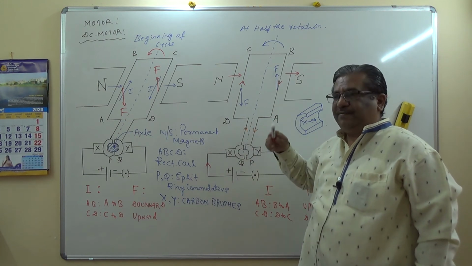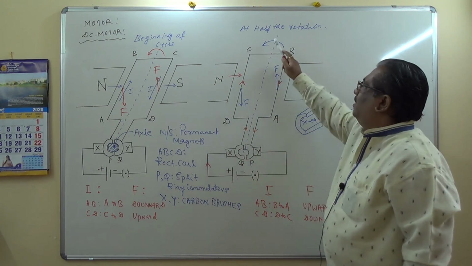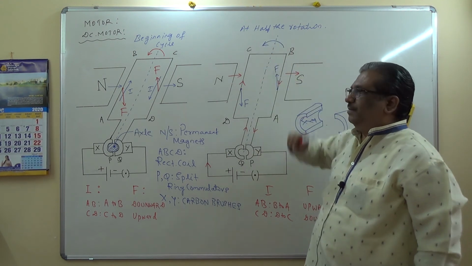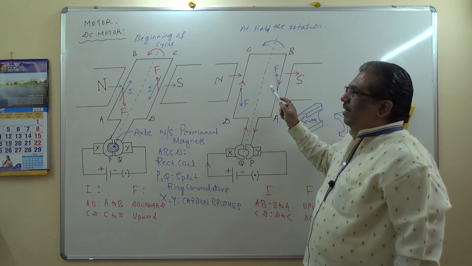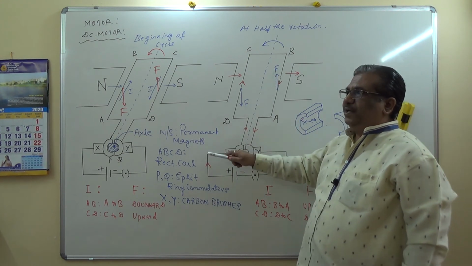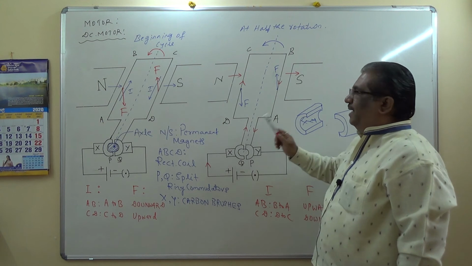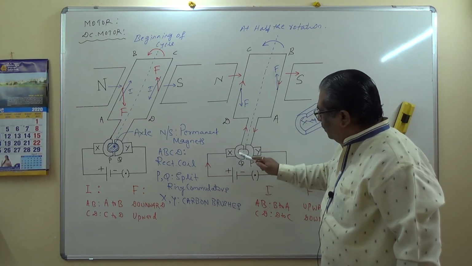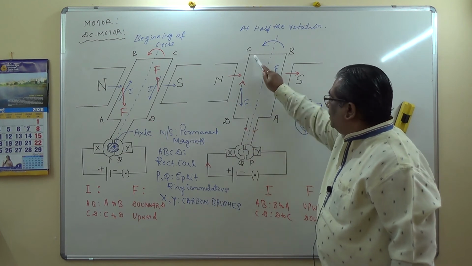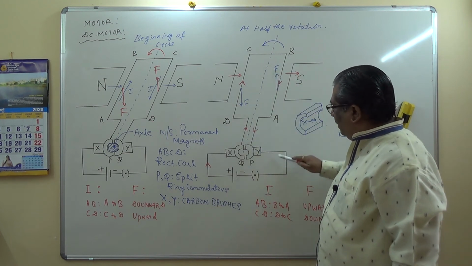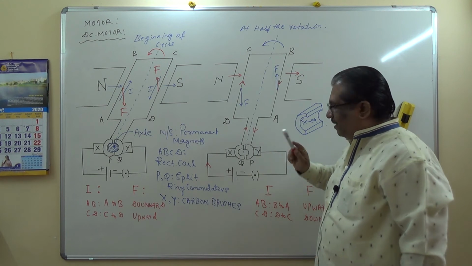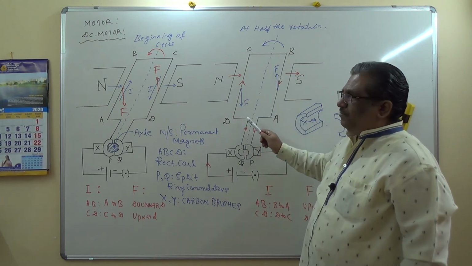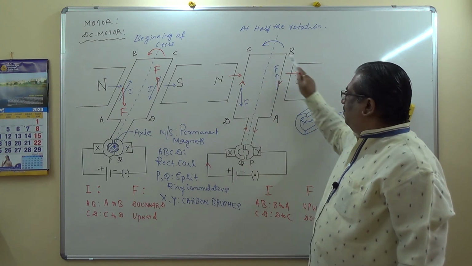After completing the half rotation, at the beginning of the second half cycle, the current in the coil gets reversed by the split ring commutator and flows along the path DCBA. Like this: X, Q, D, C, B, A, P, Y and back. Therefore, in the second half cycle, the current flows along the path DCBA.